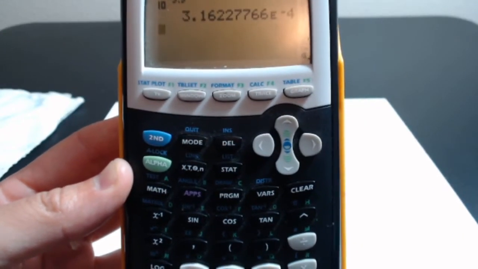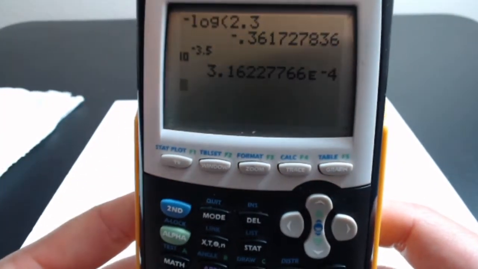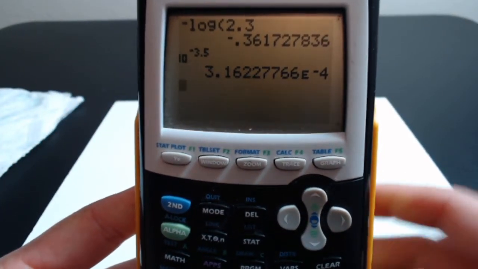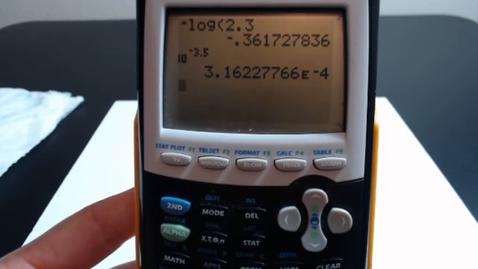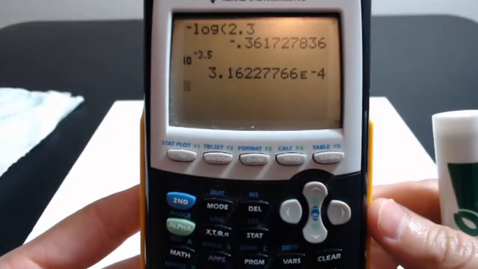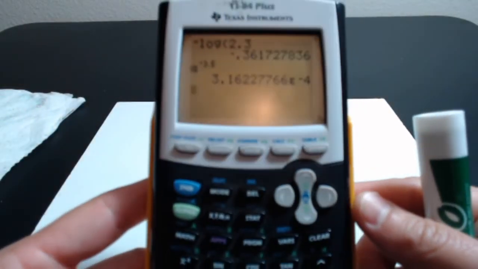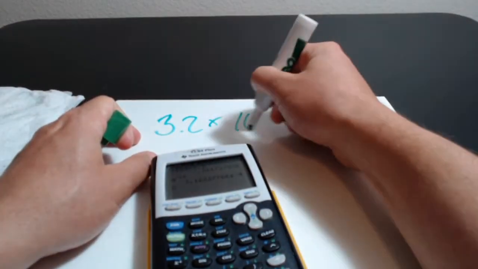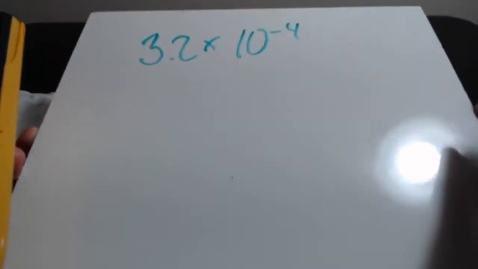Oh, the old E. Depending on how your calculator's settings are set, but this should be what you get. Remember, this is just scientific notation, so you can write this number like this, but you got to remember that it's represented in scientific notation. So what I would probably do is say 3.2 times 10 to the negative fourth would be my final answer there.